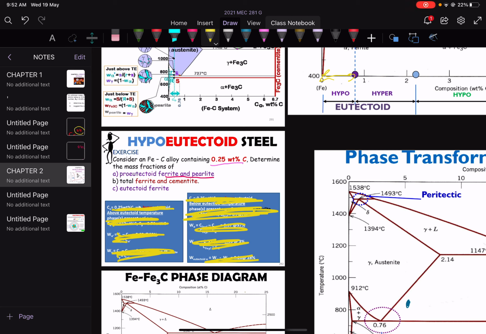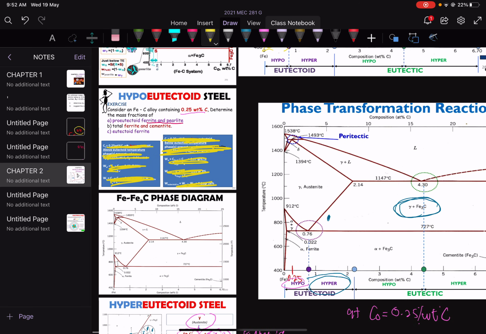Consider an iron carbide alloy containing 0.25 weight percent carbon. Determine the mass fractions of pro-eutectoid ferrite and pearlite, total ferrite and cementite, and eutectoid ferrite. Now, similar to what we learned in chapter 2.2, where we find the weight fraction or mass fraction, we need to utilize rule 1, rule 2 and rule 3.